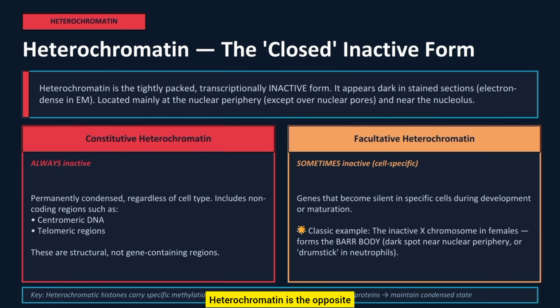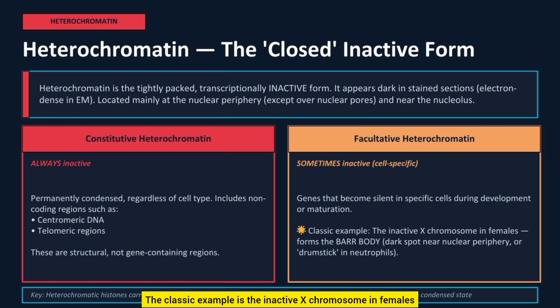Heterochromatin is the opposite. It is the tightly packed, transcriptionally inactive form. Under the microscope it appears dark and dense. It is located mainly at the periphery of the nucleus, except over the nuclear pores, and adjacent to the nucleolus. There are two subtypes. 1. Constitutive heterochromatin, always inactive, in every cell type. This includes non-coding regions like centromeres. It never gets transcribed. 2. Facultative heterochromatin, inactive only in certain cells, during development or maturation.